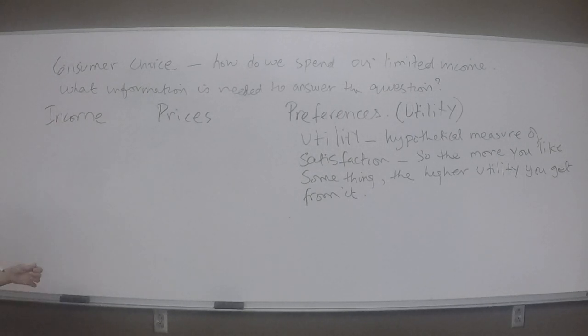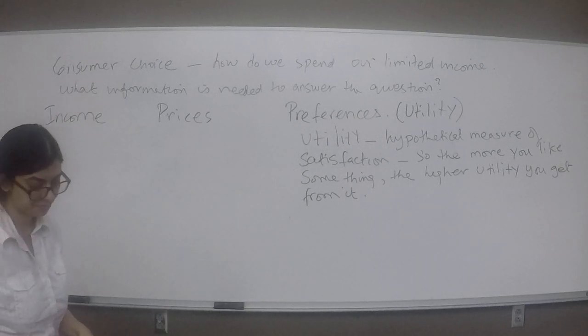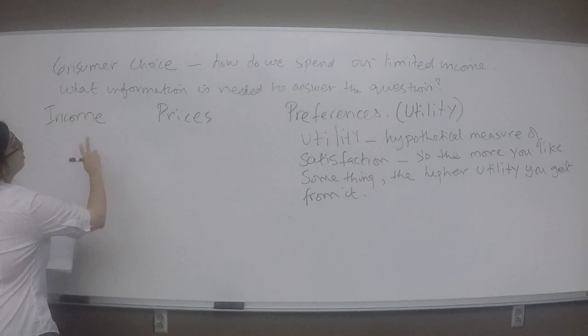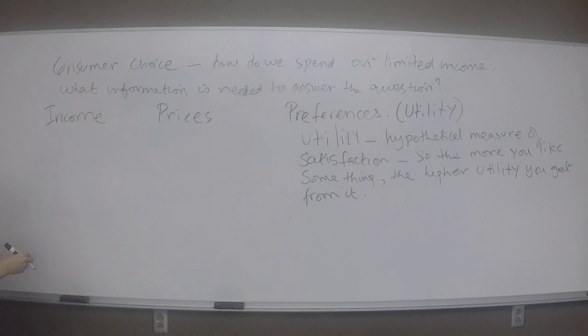Okay. So these are the 3 things we need to know before we can say how they're spending their income. We need to know their income, the prices of the products, and their preferences or their utilities.